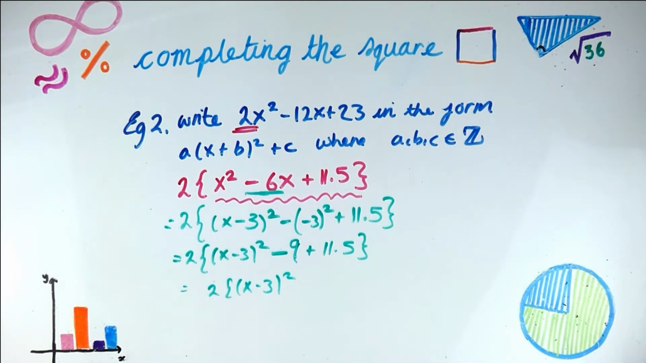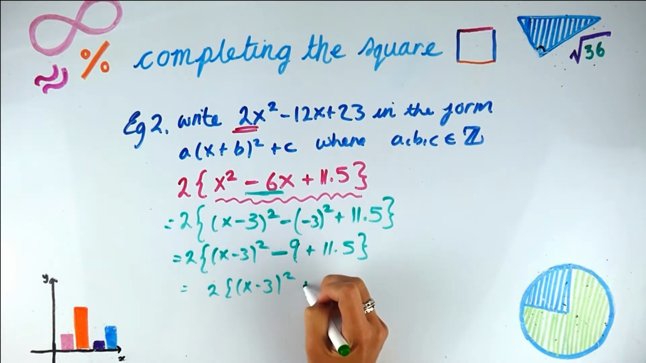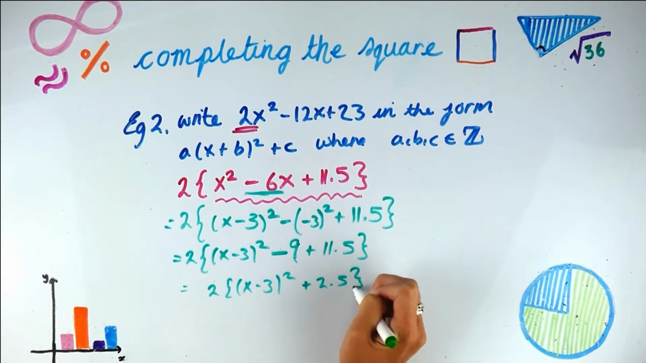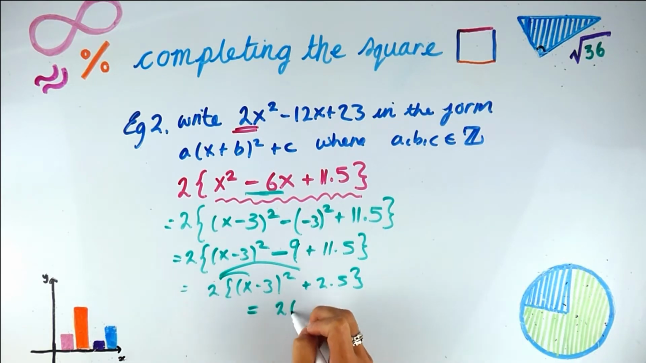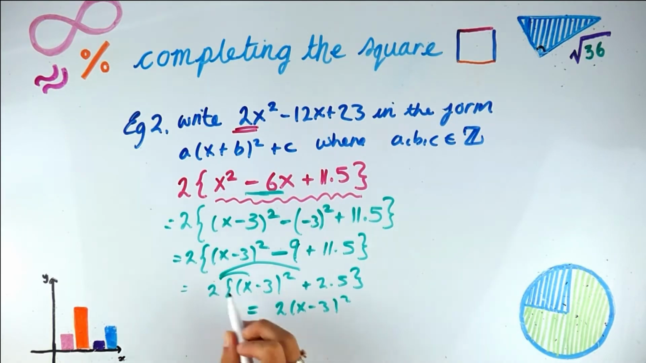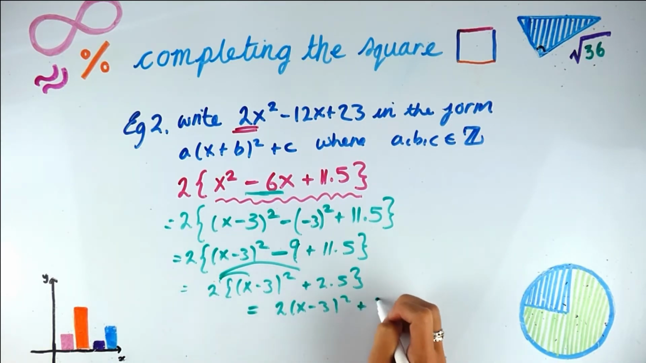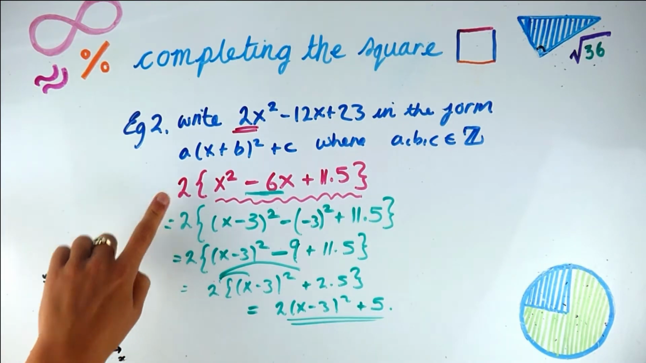So minus 9 plus 11.5 is 2.5. And then remember this 2 is multiplied by both of them. So 2 will multiply by that, and then 2 multiplied by 2.5 is 5. And there you have your answer. So the only extra step was this first bit, the 2.